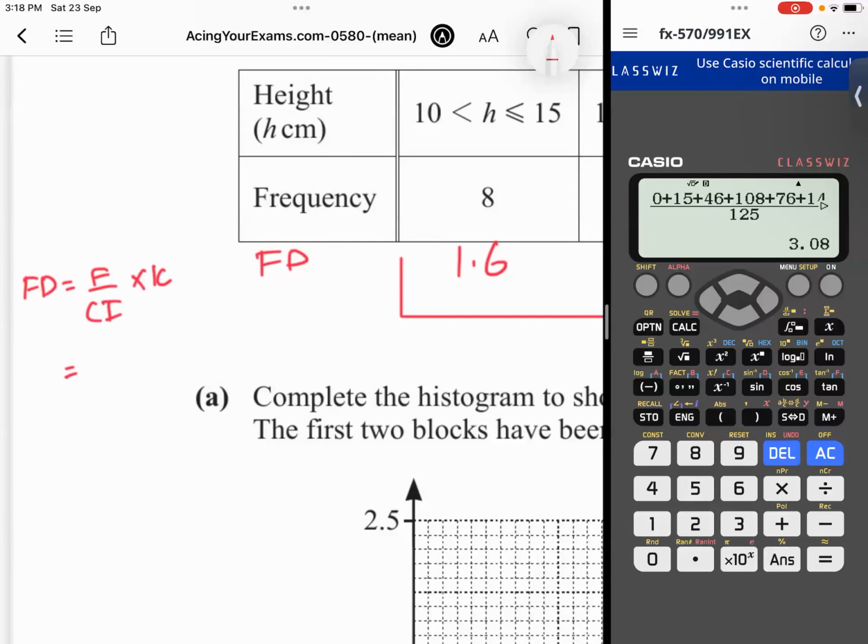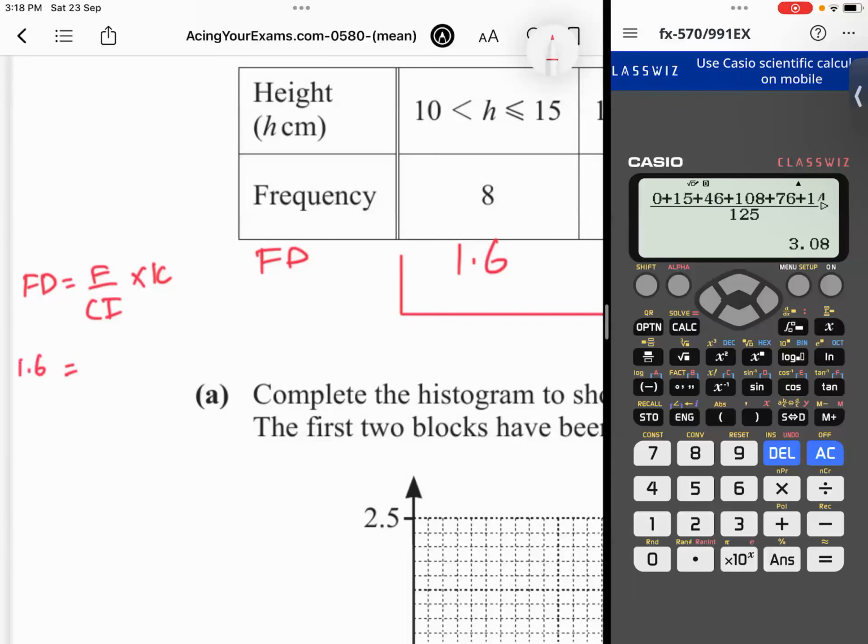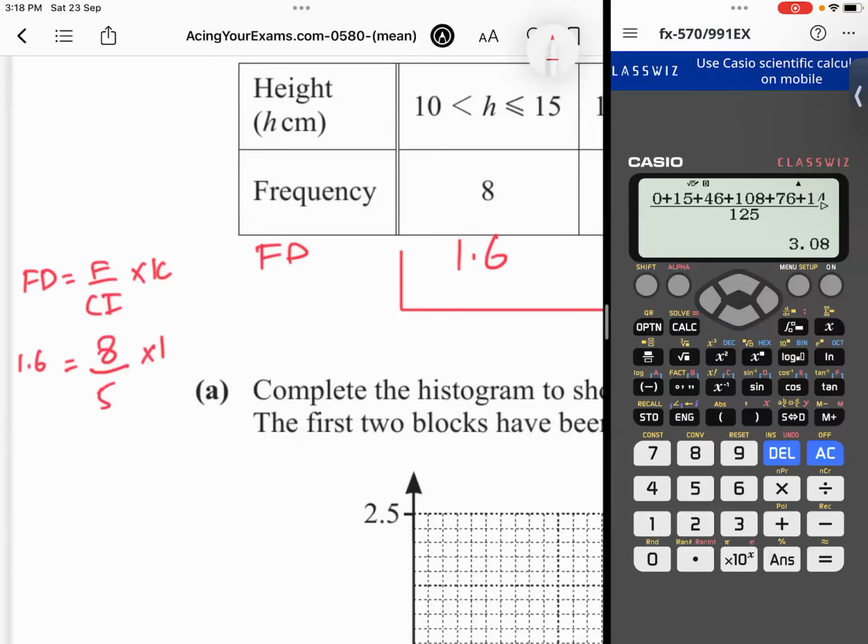So frequency density for the first class is 1.6. Frequency is 8, you can see that. Class interval is 15 minus 10, which is 5. So check: 1.6 times 5, 8. So 8 is equal to 8K, divided by 8 on both sides. So K is equal to 1. So ignore K in the question now.